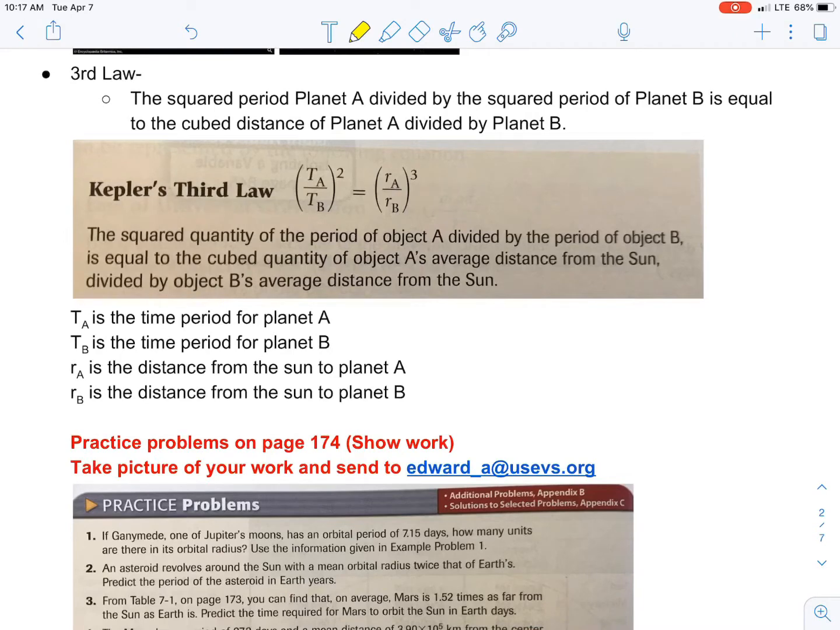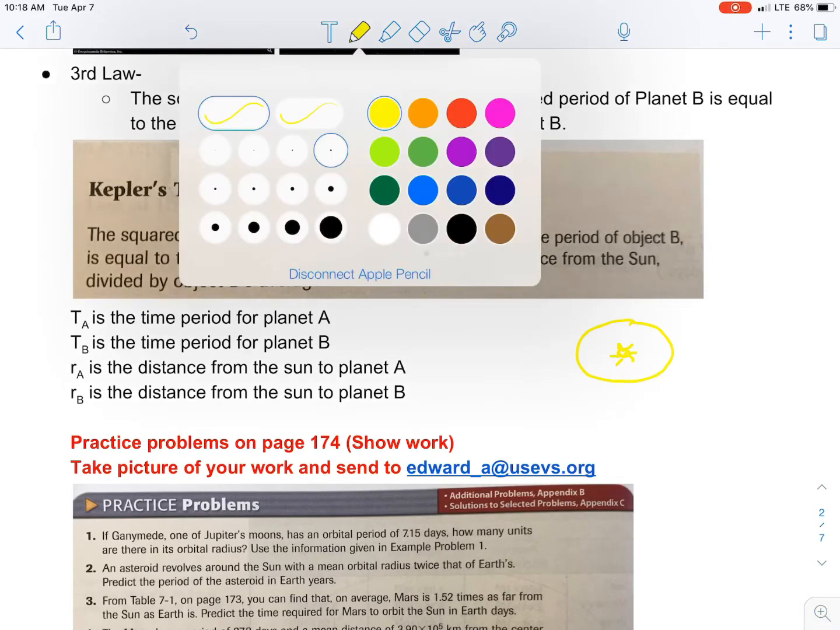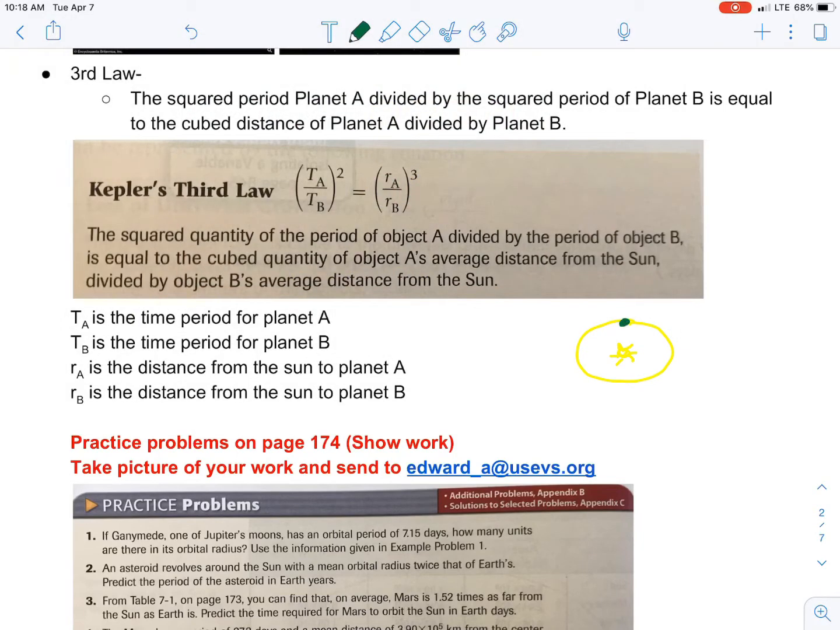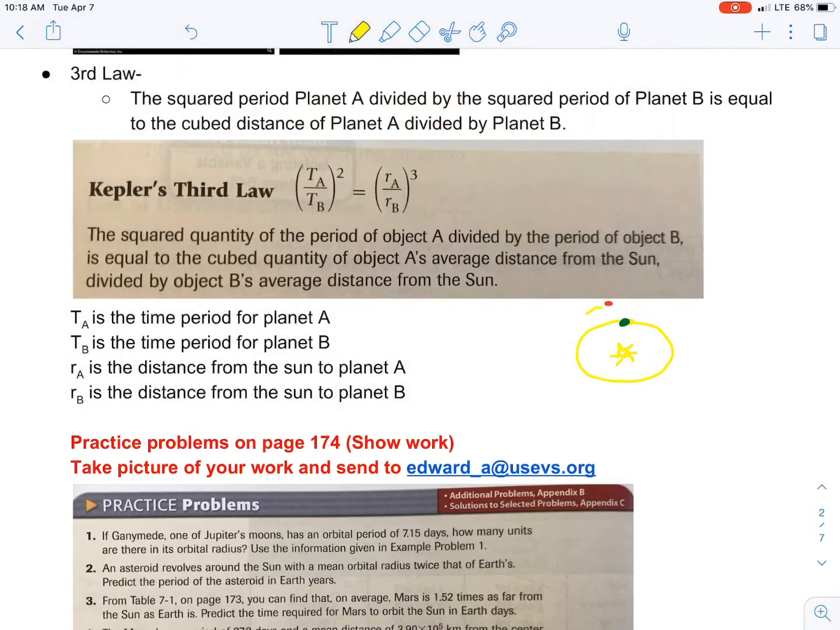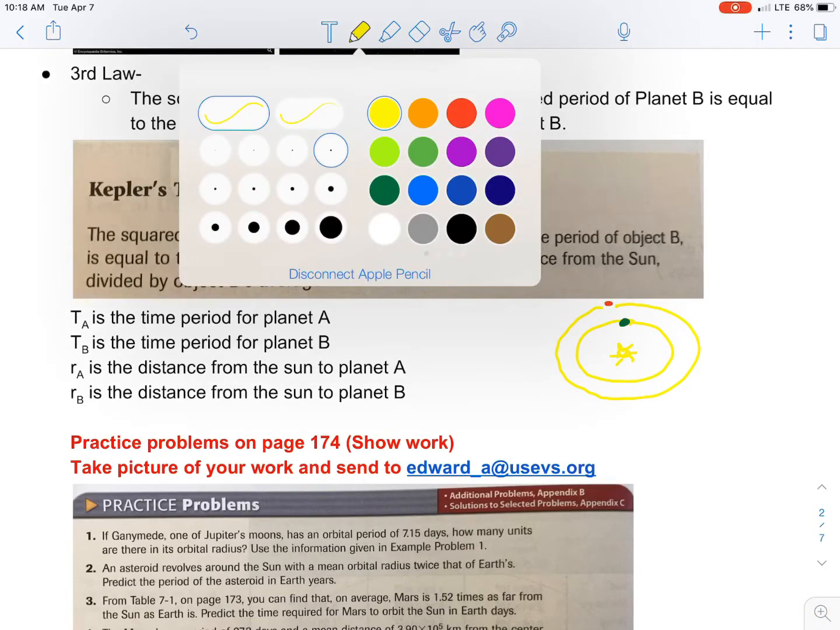So the T stands for the period of the planet. So maybe the period of the Earth around the sun is 1 year, right, for us, or 365 days. That's one period. So that's the time period. That's how long it takes to get around it. And then if you have another planet going around the sun, we'll say Mars, I don't know what the period for Mars is.